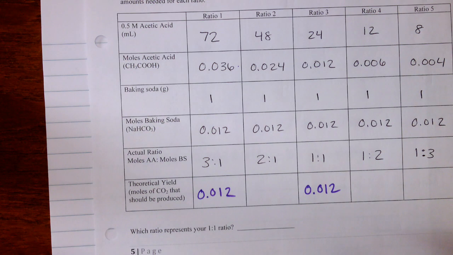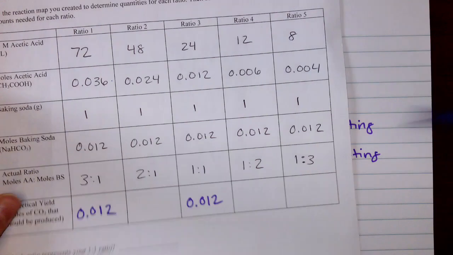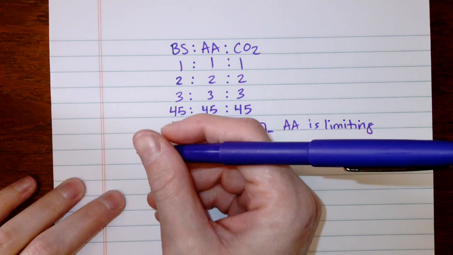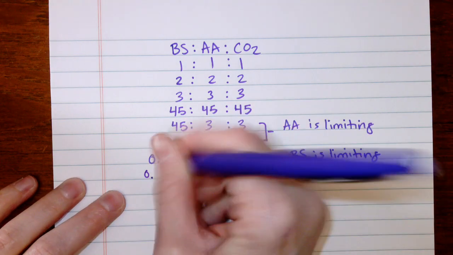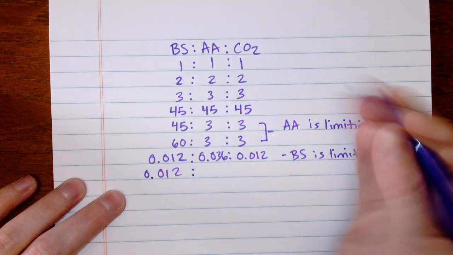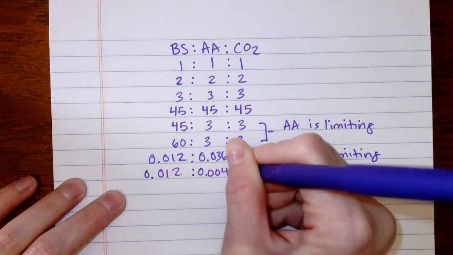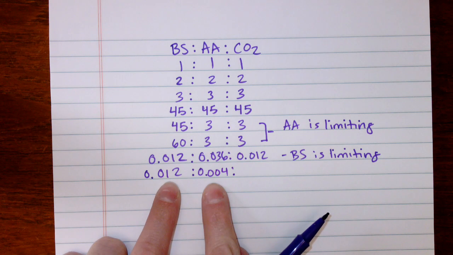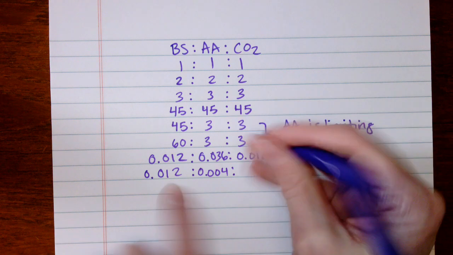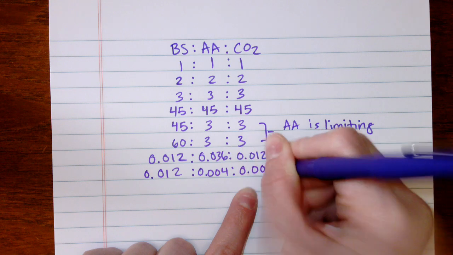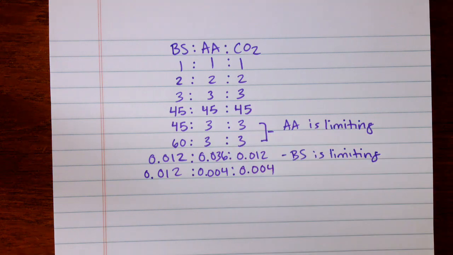Okay, let's do one more. I'm going to do this ratio 5 over here. So for ratio 5, for baking soda, I have 0.012. And for acetic acid, I have 0.004. So if I'm looking at these two, I still have my 1-to-1 ratio. So I can see that my acetic acid is going to be limiting. So therefore, the theoretical yield that I'm going to have for carbon dioxide is 0.004. And I can go ahead and fill that in.